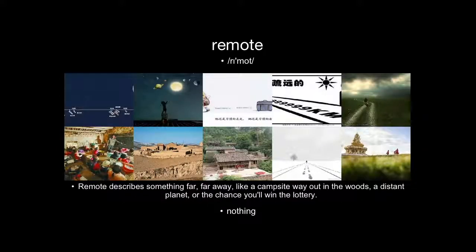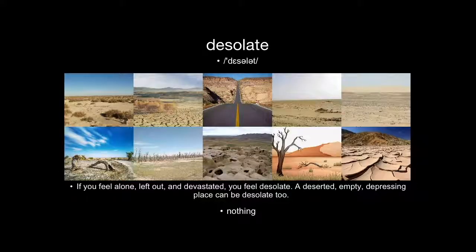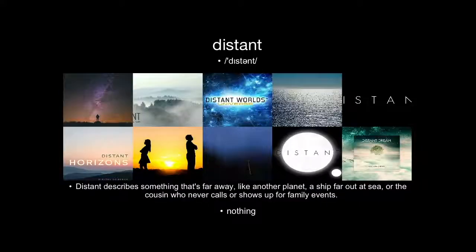Remote describes something far, far away, like a campsite way out in the woods, a distant planet, or the chance you'll win the lottery. Desolate. If you feel alone, left out, and devastated, you feel desolate. A deserted, empty, depressing place can be desolate too. Distant describes something that's far away, like another planet, a ship far out at sea, or the cousin who never calls or shows up for family events.